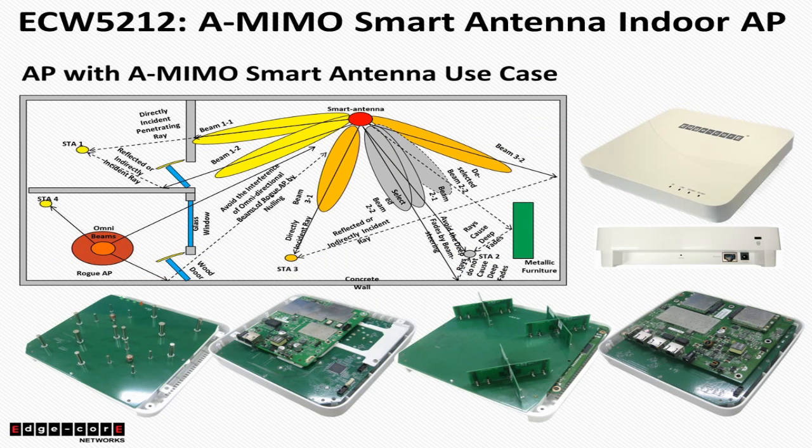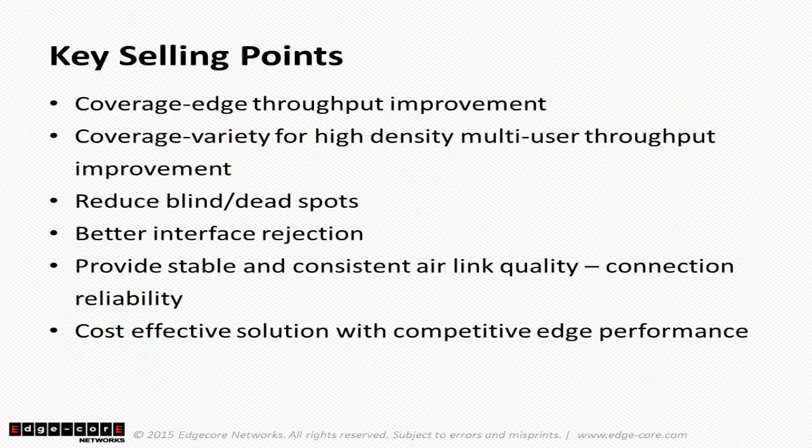And also for the Edgecore, we have the capability to design our smart antenna. We call it adaptive MIMO, AMIMO, and we design it and also add our software algorithm to give the clients a better signal and coverage. So for the smart antenna, the key selling point is we can stop the hidden nodes and also increase the throughput, and also we will overcome the high interference on air to get better throughput.